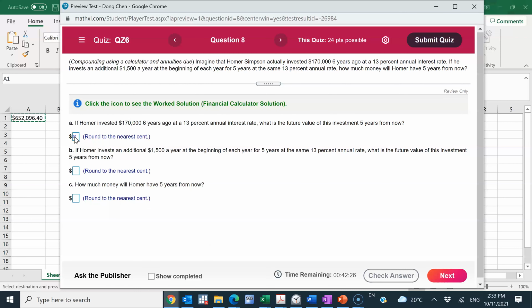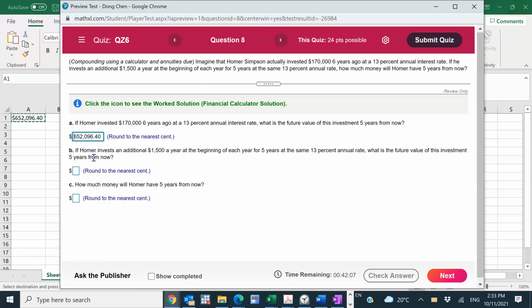So just copy that number back. And I need to check the rounding requirement before I do that. I think it's rounding to the nearest cent, and that's what I did, basically keeping 2 decimal places for the dollar.